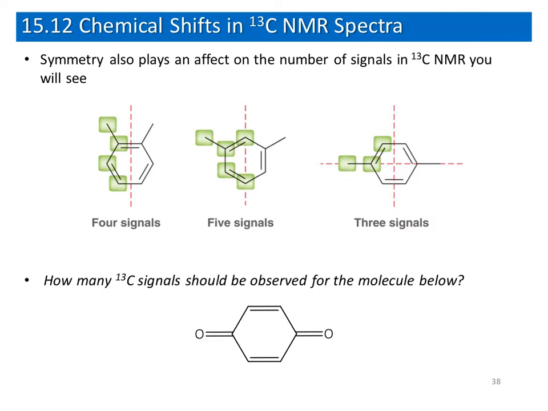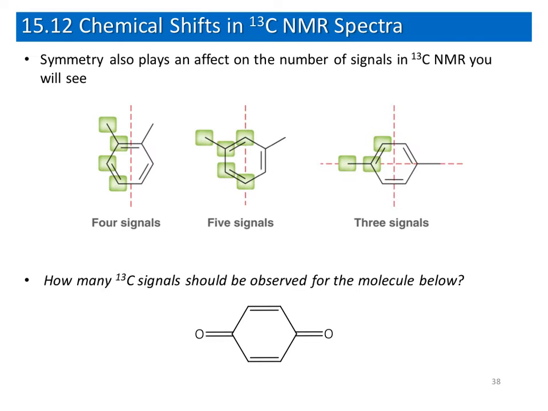Now with the second structure, we have a plane of symmetry that passes through the molecule right here. That makes this methyl exactly the same as this one. This carbon is exactly the same, so we are going to see 1 signal for them. This carbon is also exactly the same as this one, and we count the atoms that are on a plane of symmetry. So we are going to see 1, 2, 3, 4, 5 signals for this molecule.